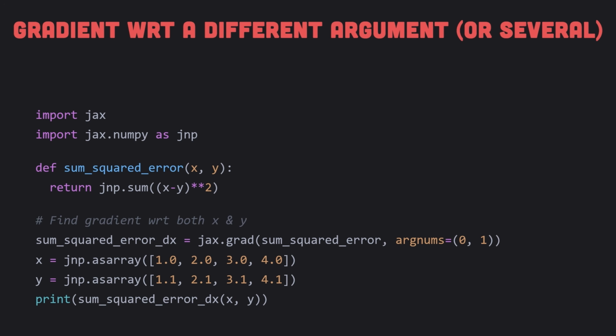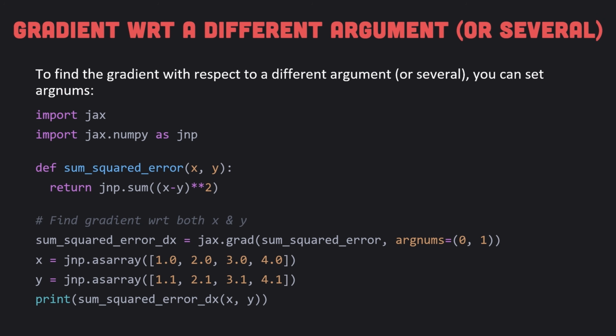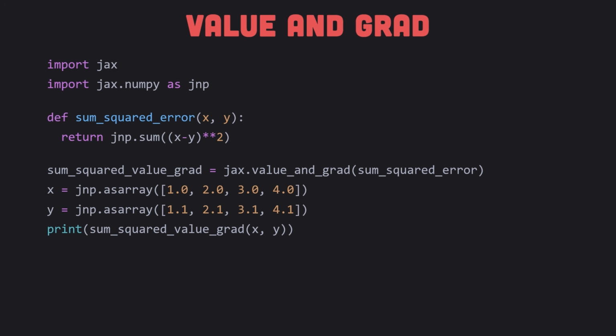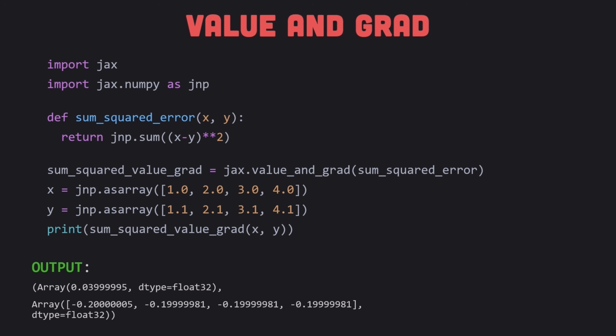To find the gradient with respect to a different argument or several, you can set the argnums, in which case you pass the index of the arguments you want to calculate the derivative with respect to. Sometimes you need to find both the value and gradient of a function. JAX also has a function which returns a tuple of value of the function and gradient of the function.